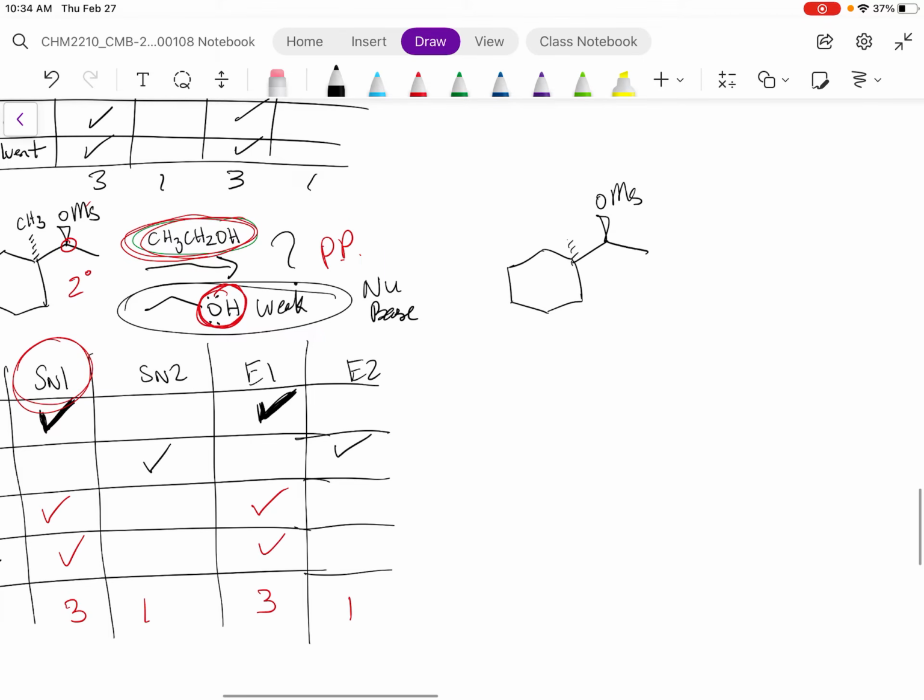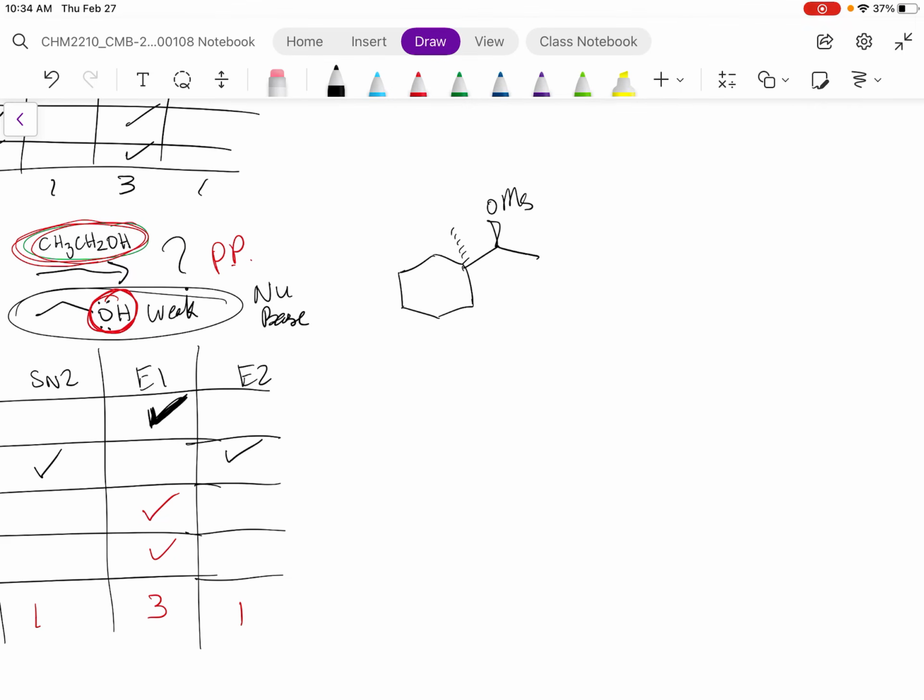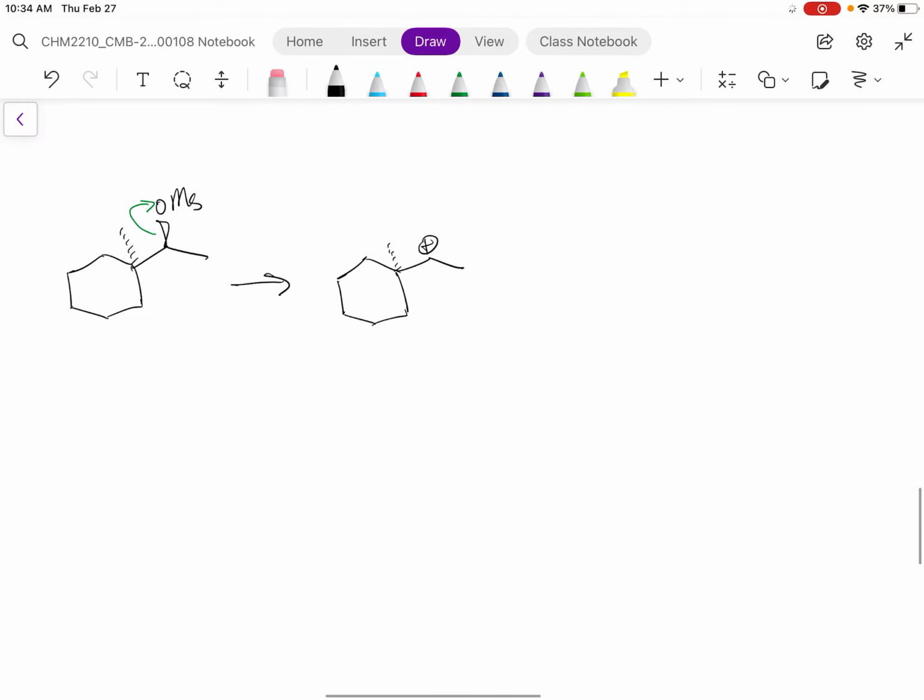O-mesylate, and then we have our dashed methyl right there. So we said it is an SN1, so that means the leaving group has to leave first. And so our molecule gives us a secondary carbocation, plus our O-mesylate, that will be negatively charged, that's floating around.